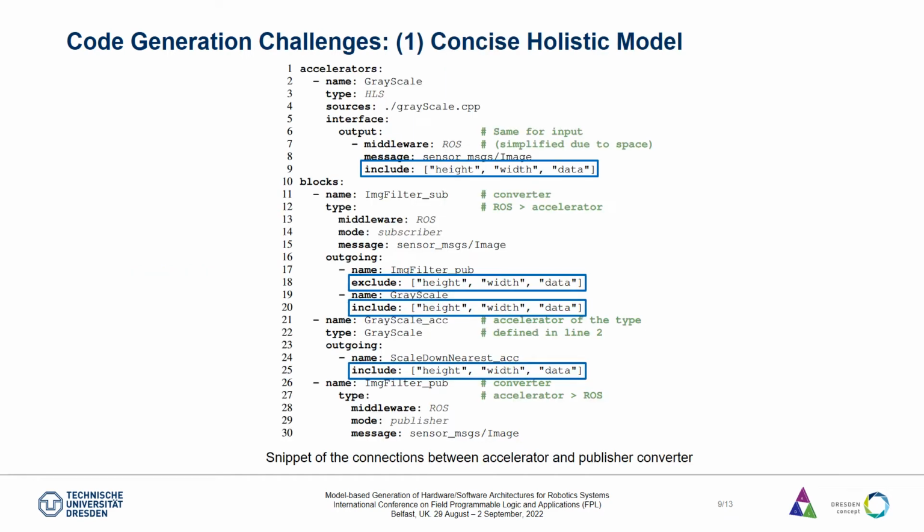One challenge is to have a concise but expressive description of the system. For this, there is a mechanism to describe the signals to connect one component to the other in a compact way, only specifying the ones to either include or exclude. This is of particular importance when the message specification is composed by a large number of signals.